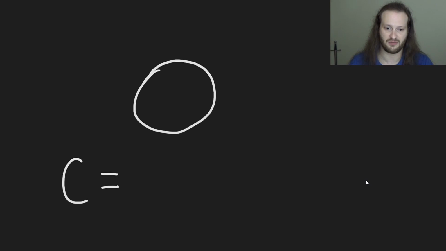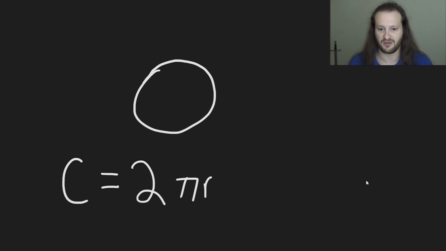Formulas are equations that are kind of a rule that works no matter what for a specific relationship between various things in math. So, for instance, if we have a circle, the circumference of a circle is the same thing as 2 times pi times the radius.